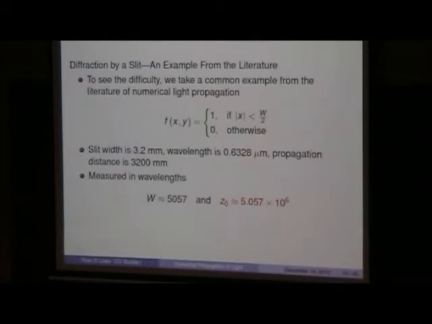So let me illustrate this with an example from the literature. This is one of those classic problems, diffraction by a narrow slit. Here we have a slit width of 3.2 millimeters. You illuminate it with a 0.6328 micron wavelength, and you want to propagate the field 3,200 millimeters. In wavelengths, that corresponds to propagating about 5 million wavelengths. And it's that 5 million number that causes the trouble, and that makes the kernel highly oscillatory.